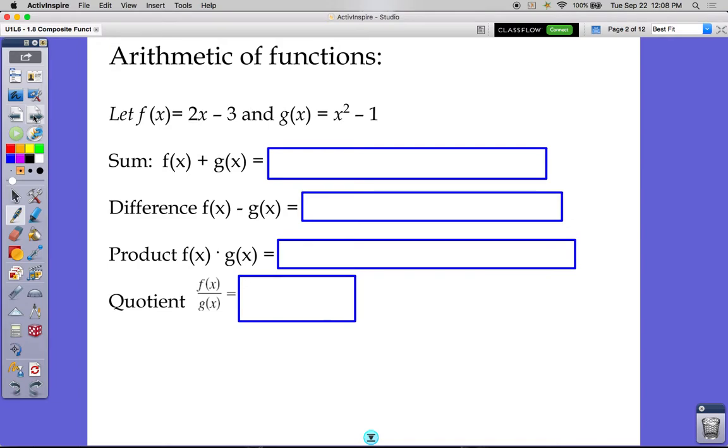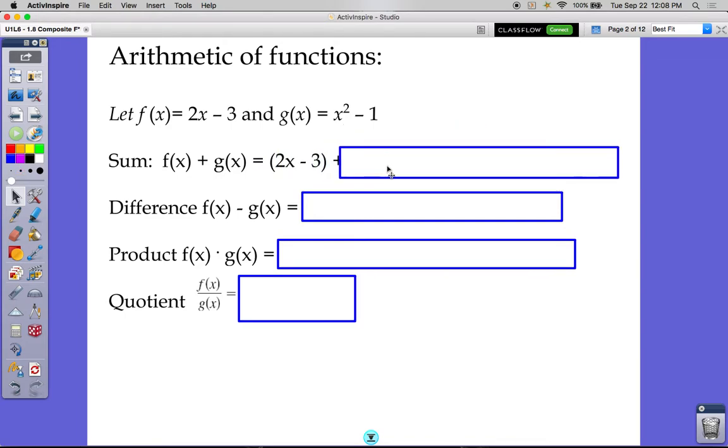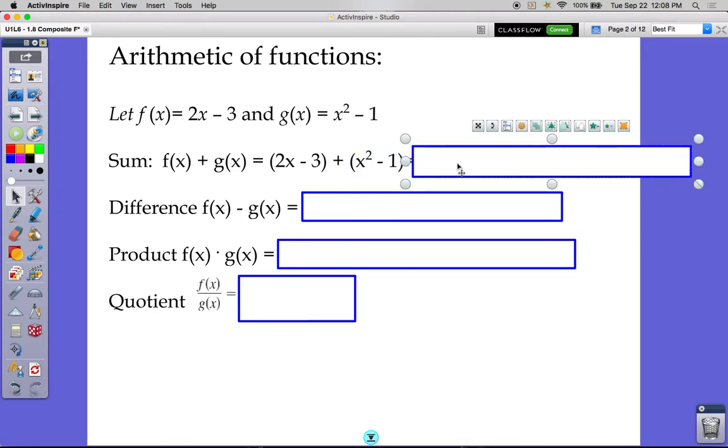If you want to try these out, if you think you might be able to solve these ahead of me, go ahead and pause the video. If not, let's take a look at what f of x plus g of x looks like. Because I'm just asked to add these two together, I'm going to take f of x and add f of x to g of x and simplify the result.